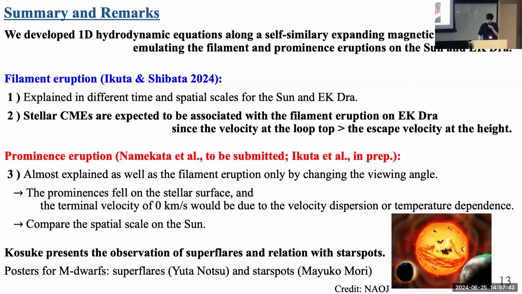This is the summary of my talk. We need to compare spatial scales of the sun for prominence eruption. We predict the solar CMEs only from the H-alpha spectrum within our model, and multi-wavelength observations are required to obtain reliable evidence in the future. After that, Kosuke talks about introducing observation studies for the eruptions I introduced. For M dwarfs, Yuta and Michael also present a poster. That's all. Thank you for your attention.